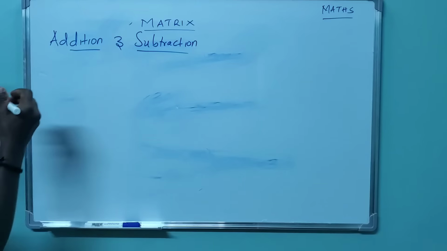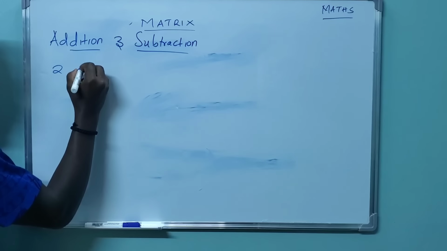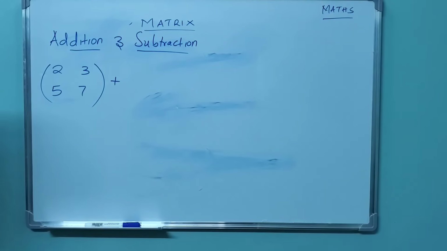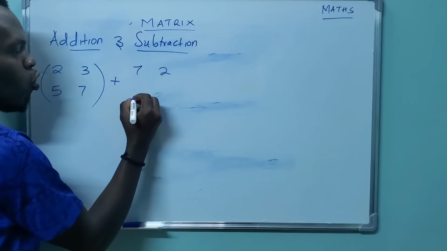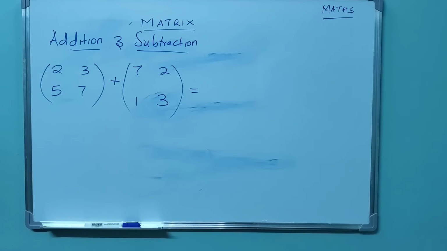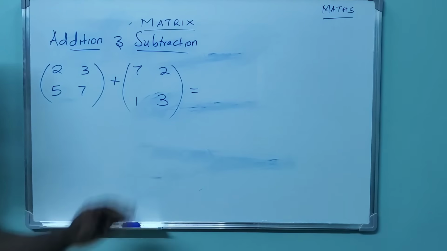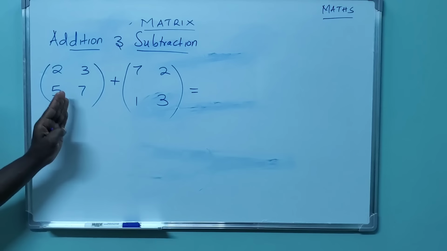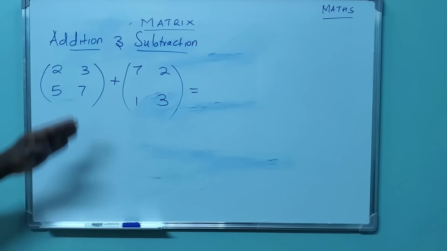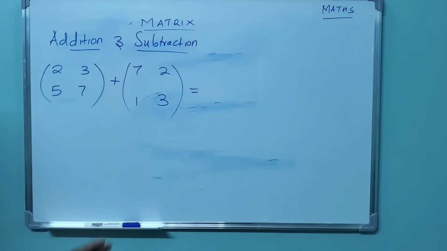For example, let's say I have a matrix like 2, 3, 5, 7. I've been told to add this matrix to another matrix, which is 7, 2, 1, 3. The only way you can add matrices is that you have to make sure the 2 matrices you're adding or subtracting have the same number of columns and rows. In our case here, we can add both of these 2 matrices because they have the same number of rows and columns. Both of them have 2 rows and 2 columns, which means this is a 2 by 2 matrix addition.